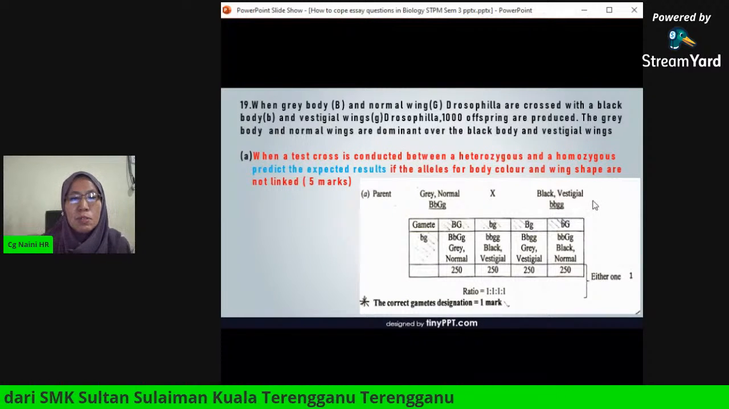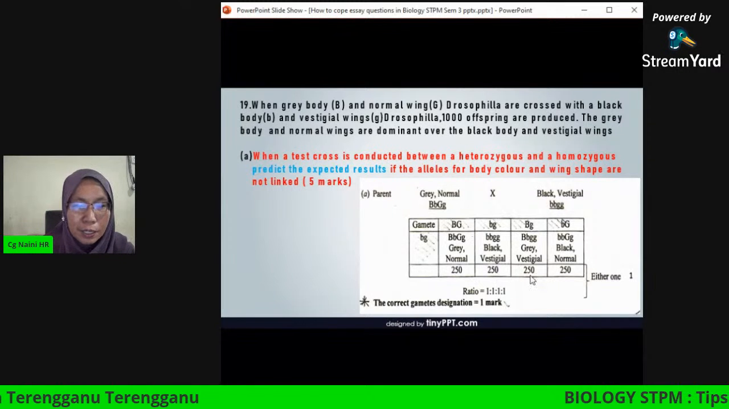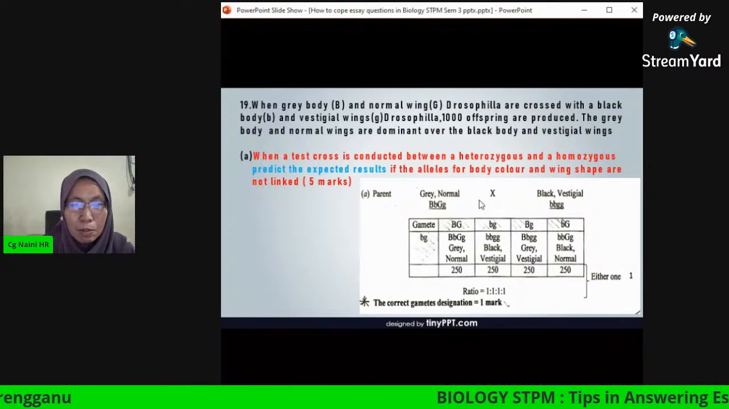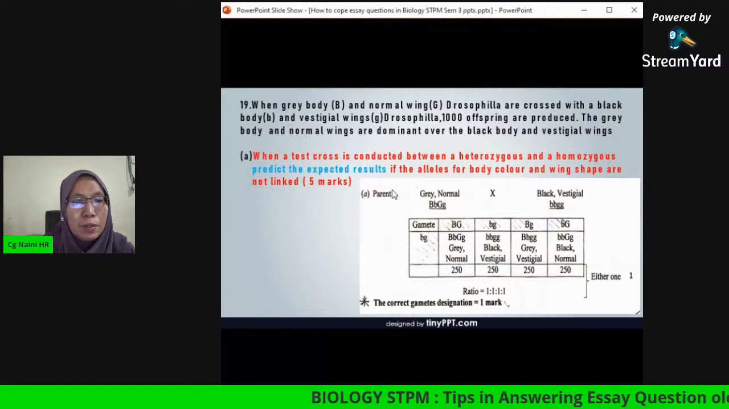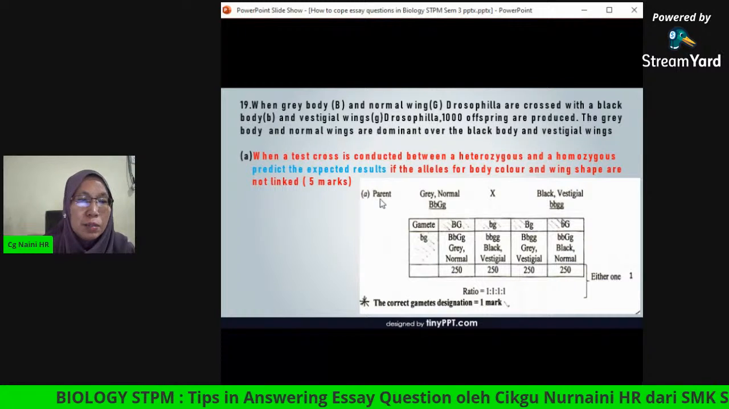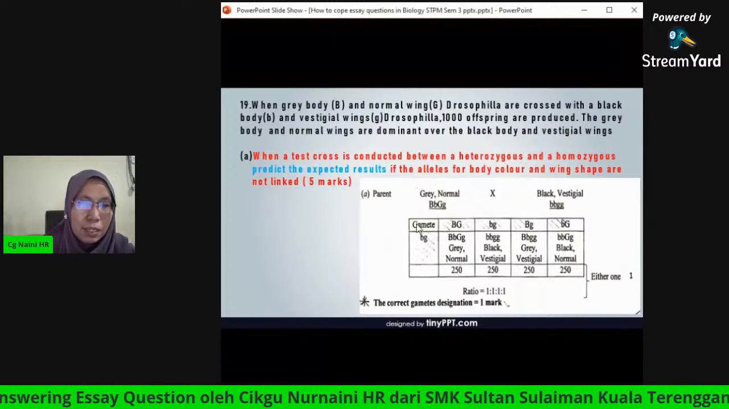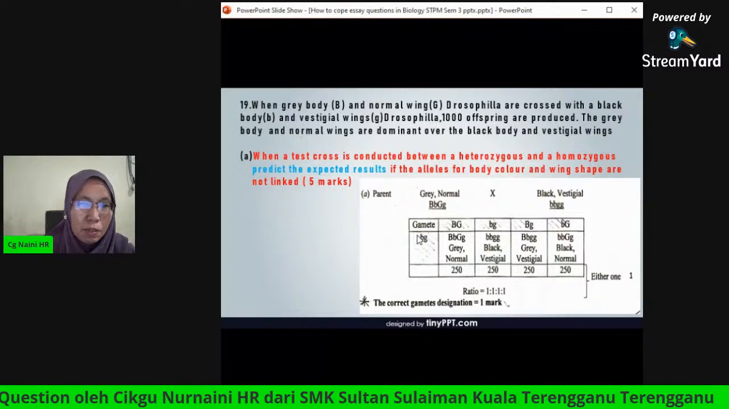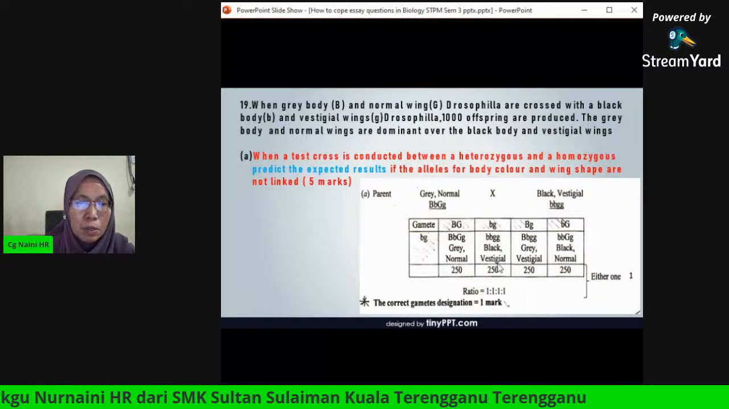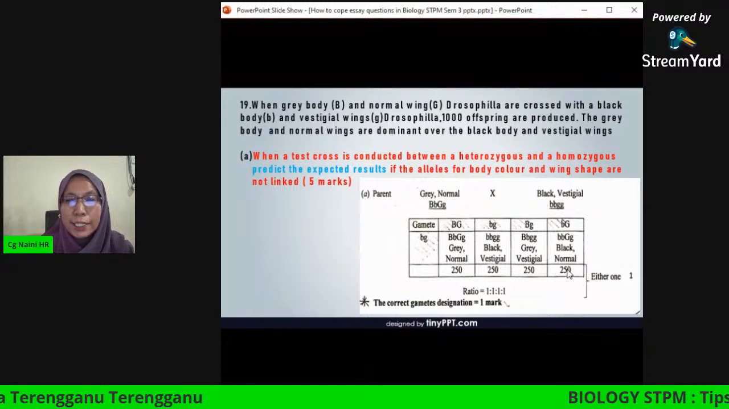So you are given 5 marks when you draw the schematic diagram. Remember, class, don't skip the title besides this schematic, and also the gametes. If you don't want to use the Punnett square, you can use another way, but you must mention the gametes.